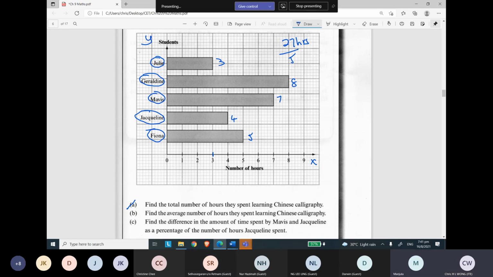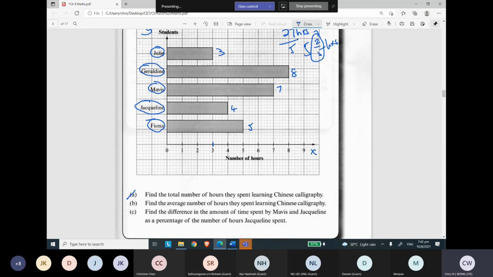Then you have 27 divided by 5. 5 and 5, 25, right? 5 and 5, 25, and 2 over 5 is 0.4, which is 5.4 hours, right? I'm very sure you know how to change this to decimal places, decimal point, right? Okay, so anyway, you take your calculator, 27 divided by 5, you get 5.4 hours. Yeah, so that's the average.